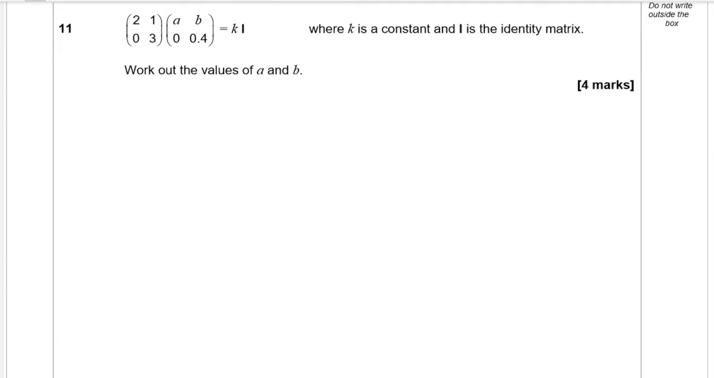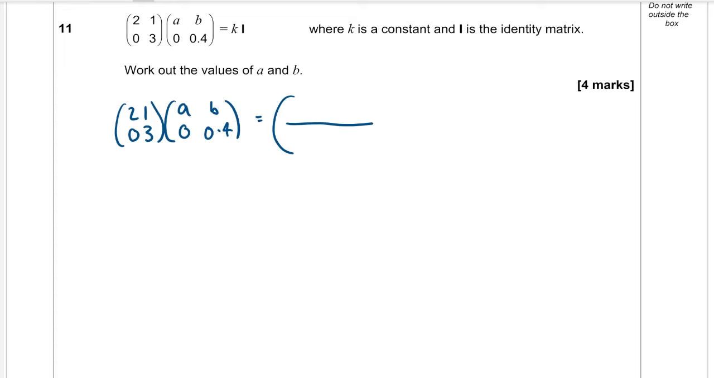Okay, matrix multiplication. So I'll write out my matrices like this, and I'll have a, b, 0, and 0.4. And I'm going to multiply these matrices together. Now where I do it is I draw a little St. George's flag like this, and I look first at the top left element. The top left I achieve by timesing the top row by the left column. And that's going to give me 2 times a, and then 1 times 0, which gives me just 2a.